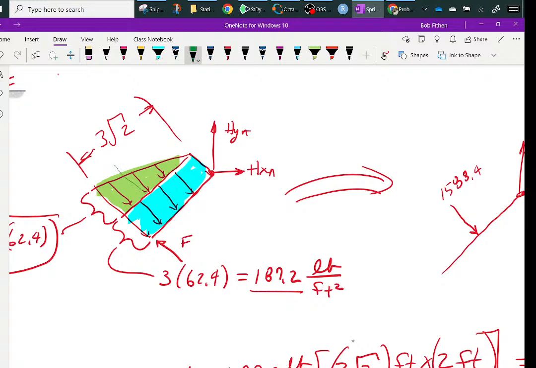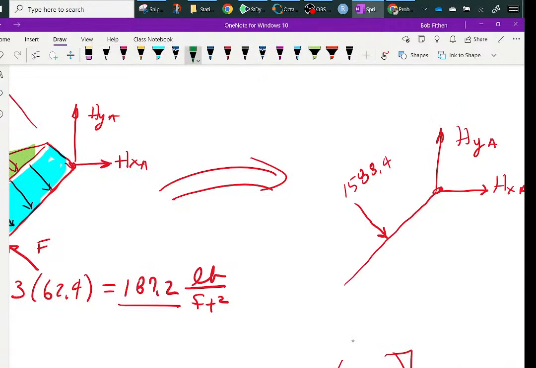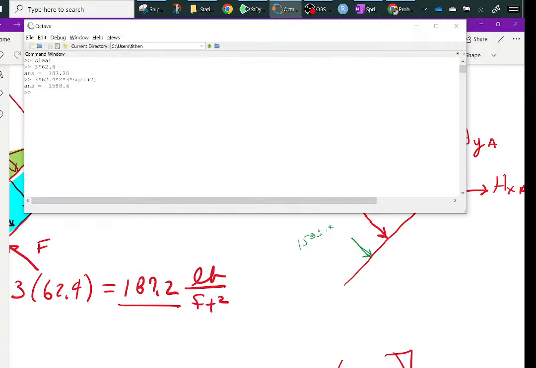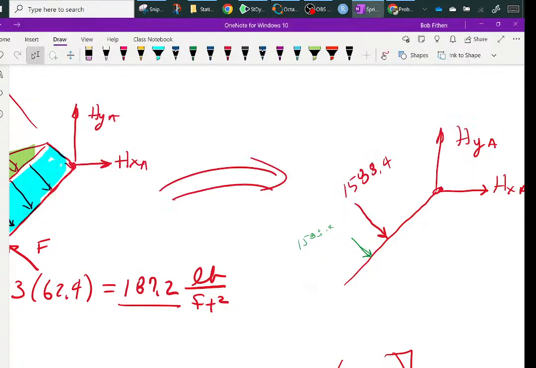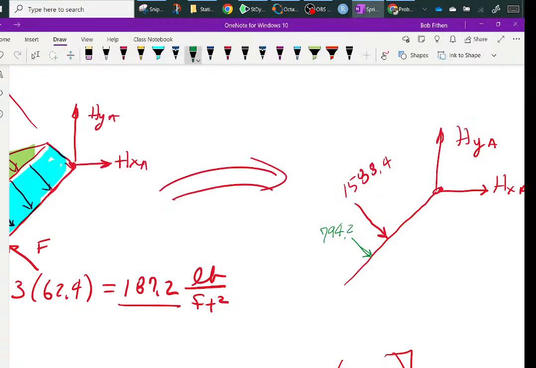And it's located 1/3 from the heavy end. Okay, so it's going to be down here. It's going to be half the size of that, or 1588.4 divided by 2, because it's half the area. So what I'm going to do is divide it by 2. 794. So it's going to be 794 point.